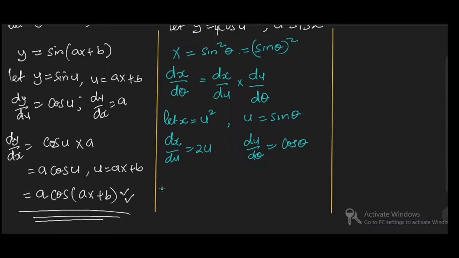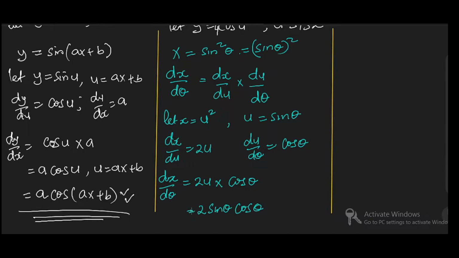So you do the substitution. Our dx/d theta will be equal to dx/du, which is 2u, times du/d theta, which is cos theta. Remember your u is sine theta, so this will be equal to 2 sine theta cos theta. That's what you have. Okay?